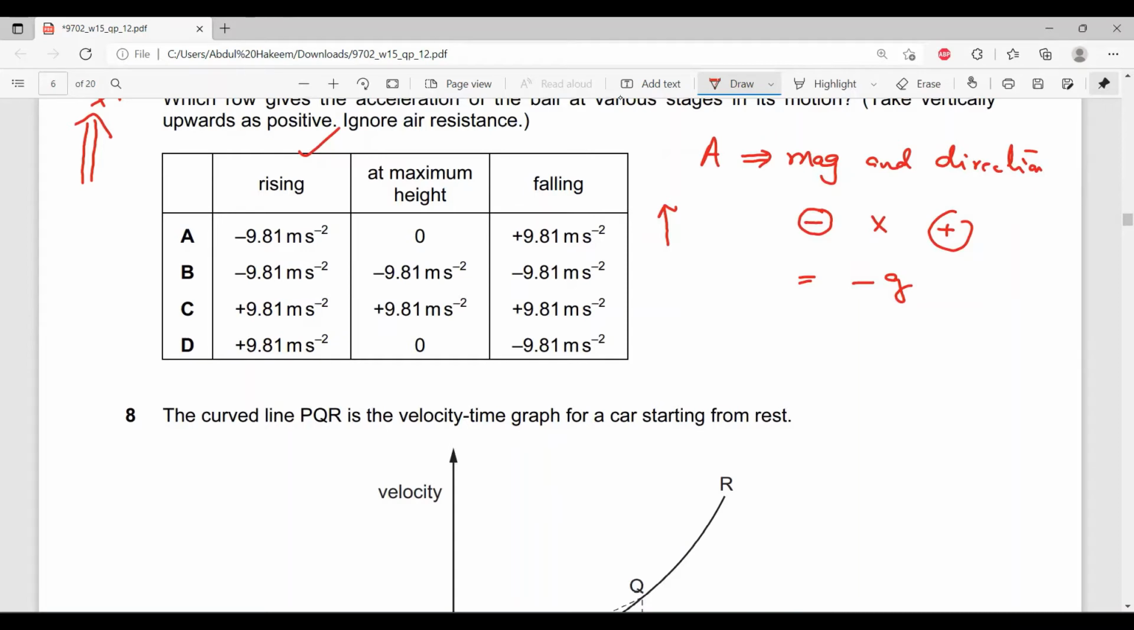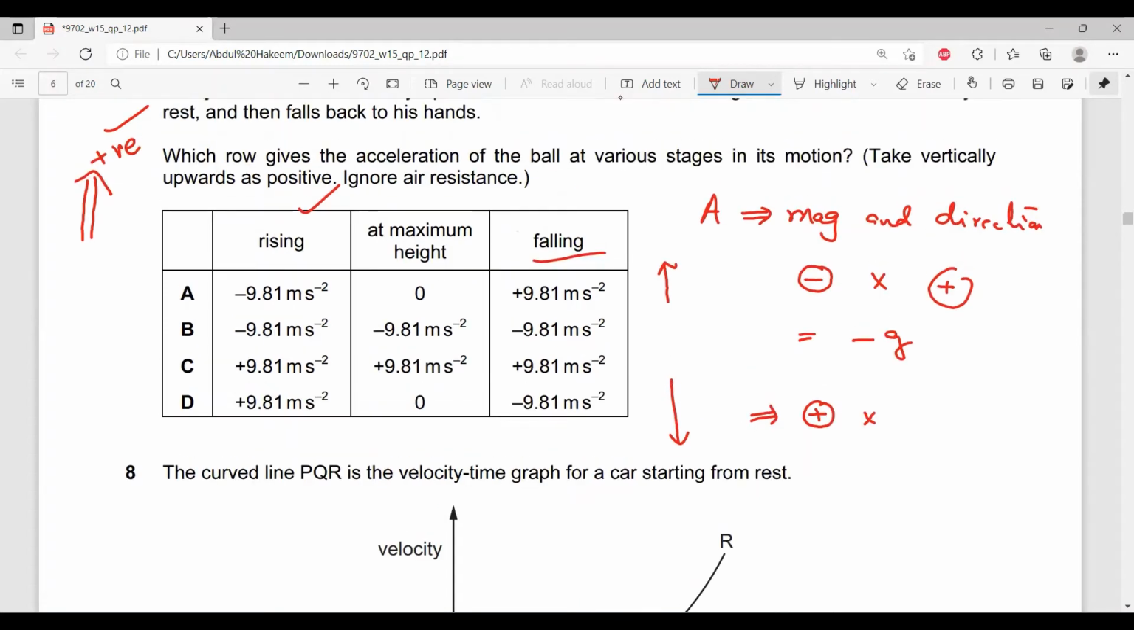Now at maximum height, leave it for the moment, falling, it's coming down. For the falling, the magnitude of the velocity increases, the positive sign, multiplied by the direction. Now the direction upward is given positive, so the downward will be negative. So positive multiplied by negative, again minus G. So upward minus G, downward minus G, so definitely at the top minus G, so the answer is B.